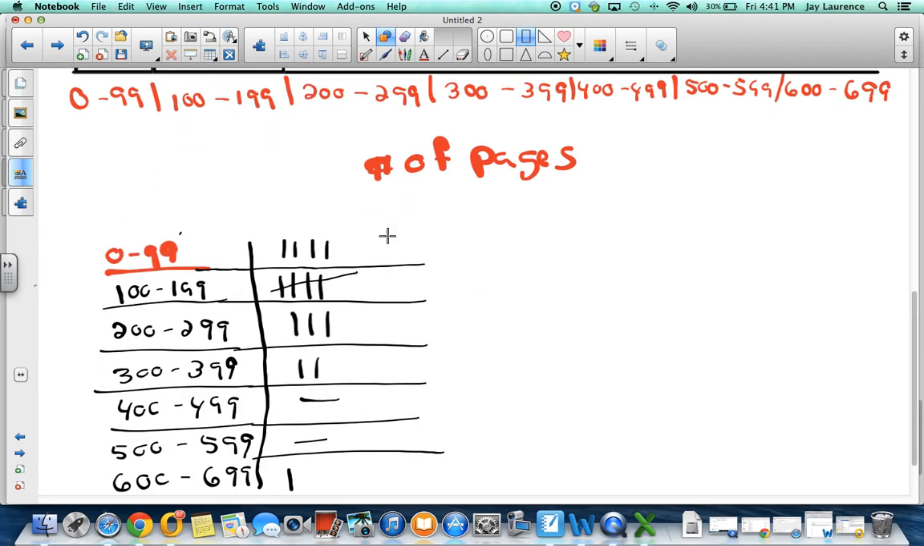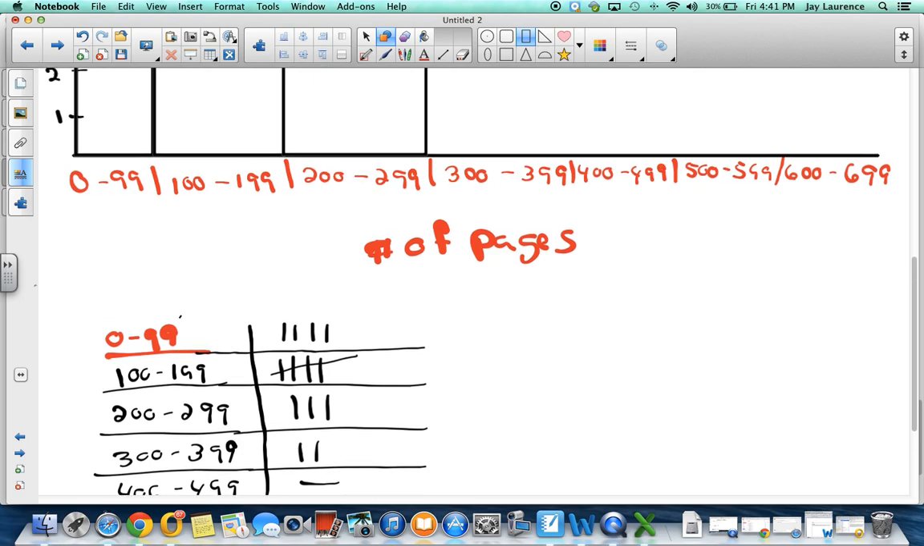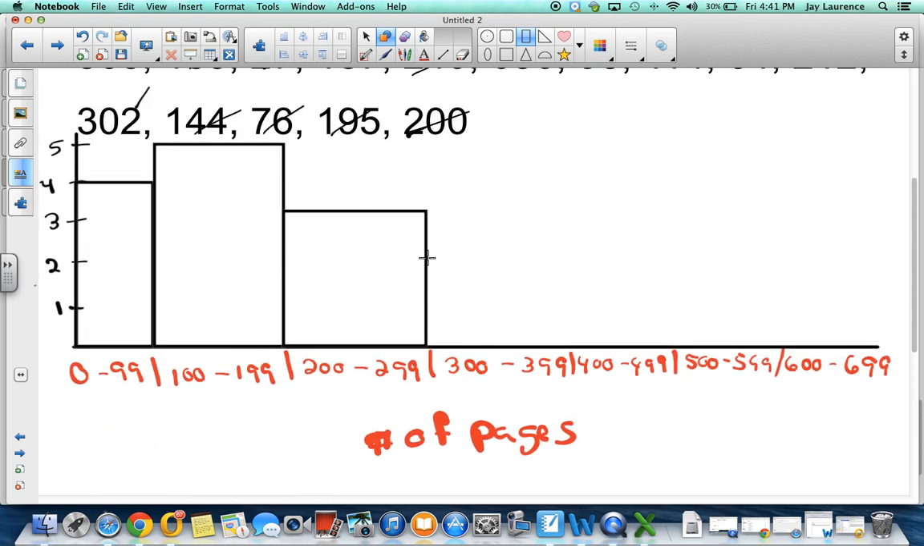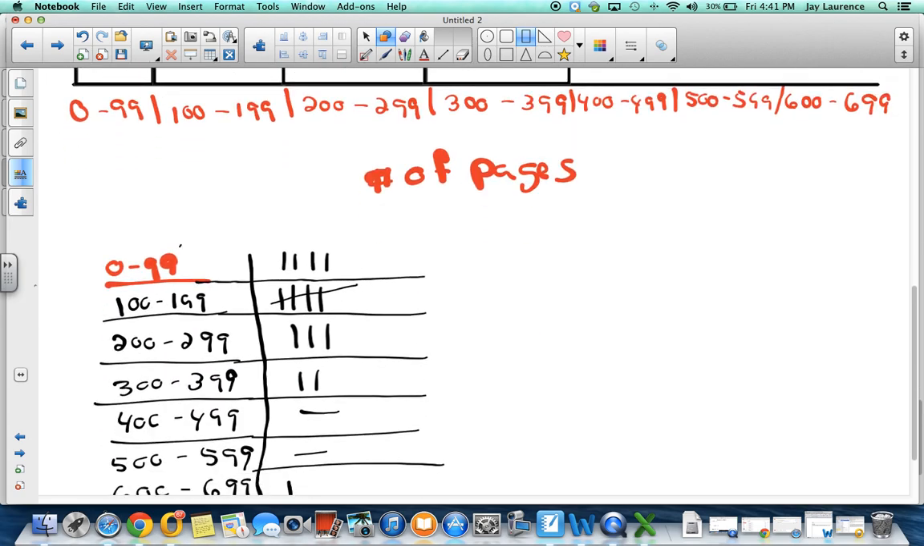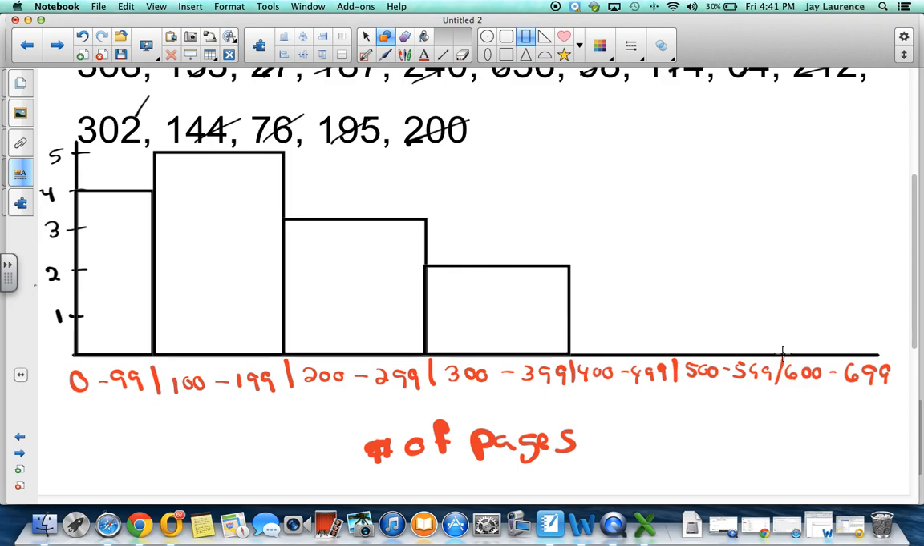Okay, 200 to 299, there was 3. And so I'm going to go from here like this. 300 to 399, there's only 2. Okay, so something like that. There are none in the 400 to 499. And then in the 600 to 699, there's only one, so we're going to get something like that. And there is your histogram.